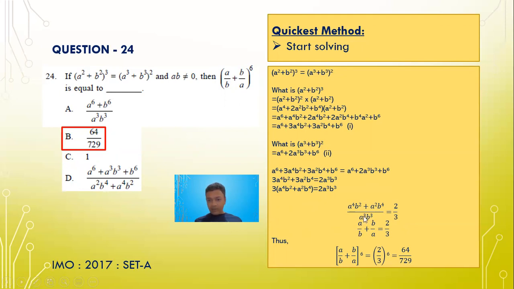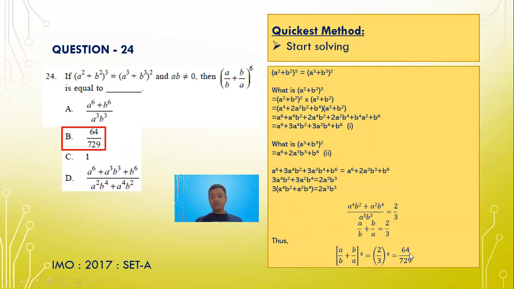So it will be a upon b plus a^2b^4 upon a^3b^3. a^2 will cancel a^3, but one a will remain at the bottom. And b^3 will cancel b^4, but one b will remain at the top. So a upon b plus b upon a is 2 upon 3. And what is (a upon b plus b upon a) whole raised to 6? It will be 2 upon 3 whole raised to 6, so 2^6 upon 3^6.